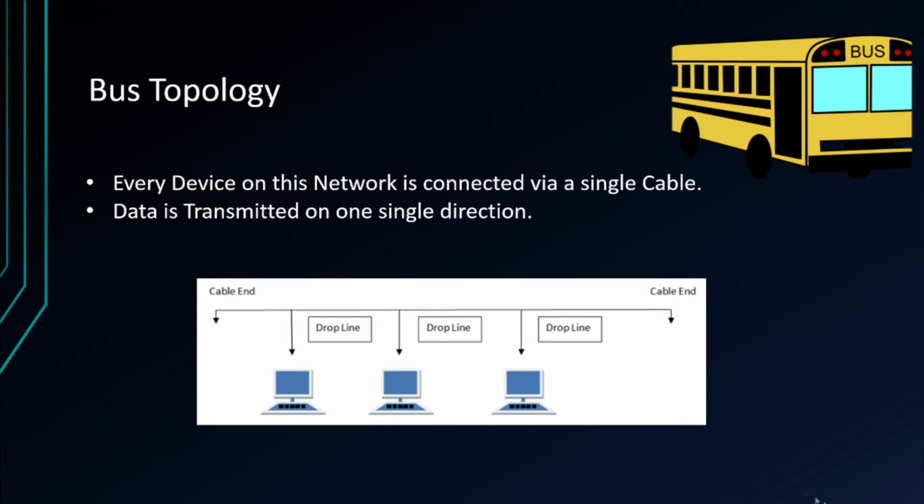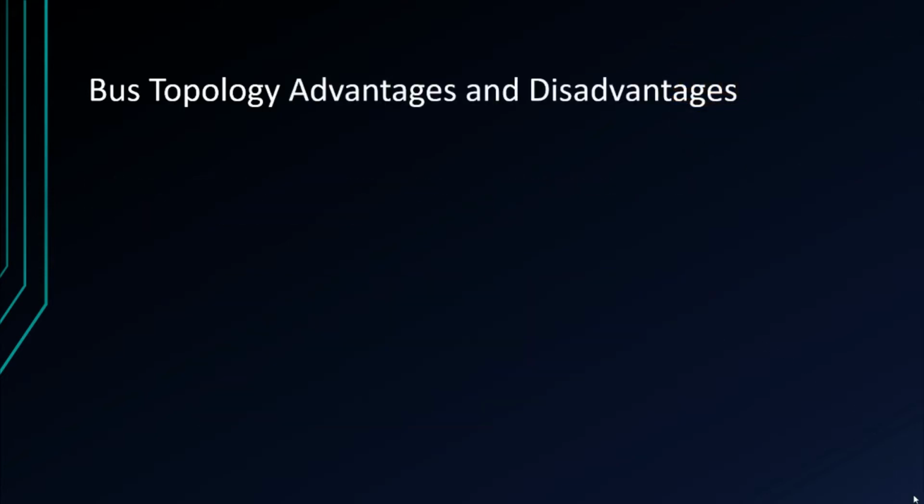So with the bus topology, every device on the network is connected via a single cable, which you can see here. Data is transmitted in one single direction across the network. So you can see here you've got the three computers and all the data is being sent across this one cable. So let's talk about the advantages and disadvantages of the bus topology.